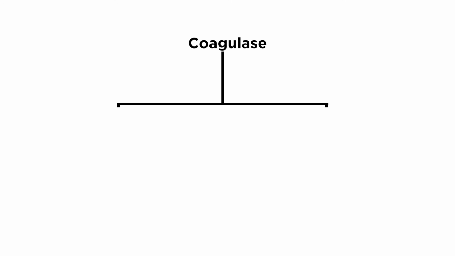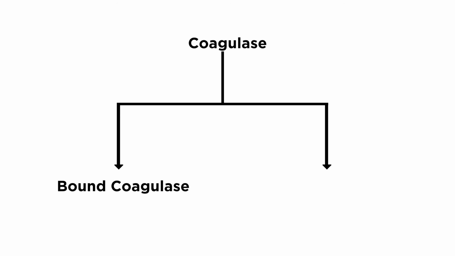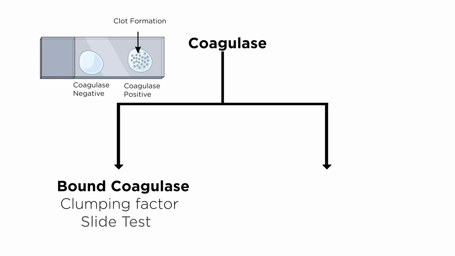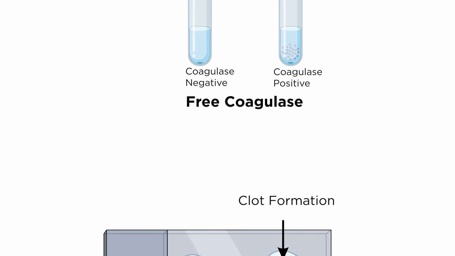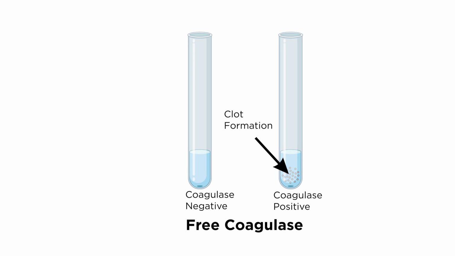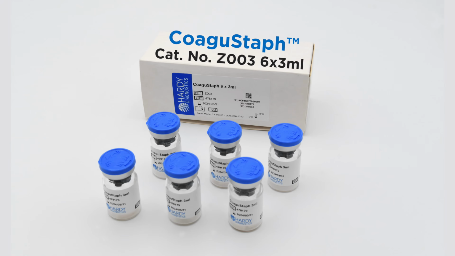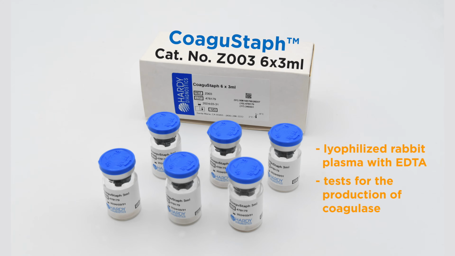S. aureus produces two types of coagulase: bound coagulase, also known as clumping factor, for which the slide test is used, and free coagulase, for which the tube test is used. The bound coagulase causes the bacteria to form clumps. The free coagulase causes the soluble fibrinogen in the rabbit plasma to form an insoluble fibrin clot. Hardy Diagnostics product CoaguStaph contains lyophilized rabbit plasma with EDTA, which tests for the production of coagulase.